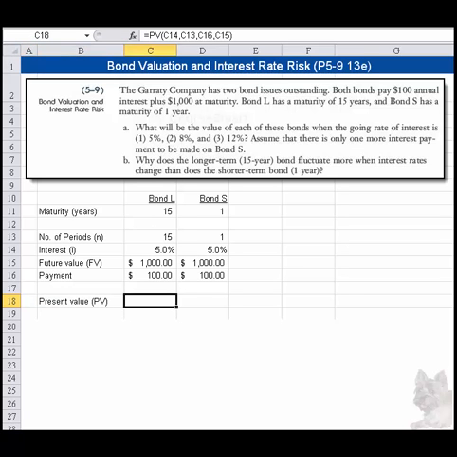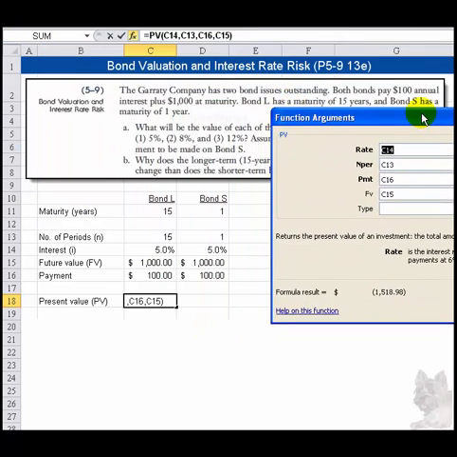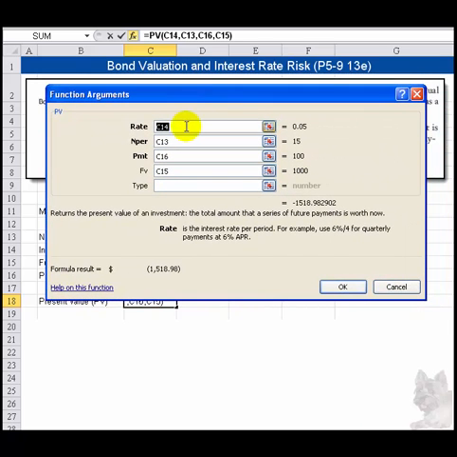I have the answer here, but what I want to do is call this up by hitting the formula bar, and then I'll show you where we fit this in. So the rate was given in cell C14, which was 5%. C13 was the 15-year number of periods. Payment C16, $100. Future value, $1,000. We don't need to worry about type. We assume the payment occurs at the end. You could put in a 0, or you can just leave it blank, which is what I usually do.